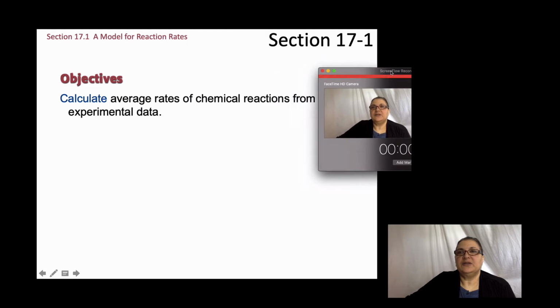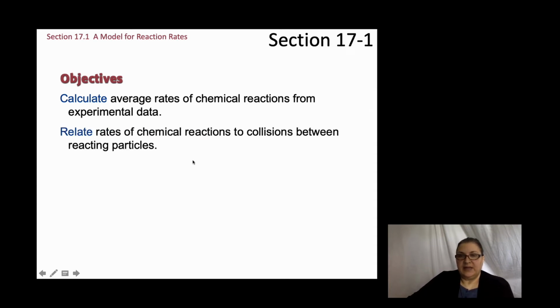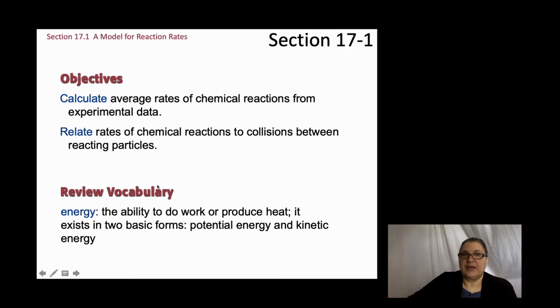We're going to go over section 17.1. The objective is to calculate the average rate of a chemical reaction from experimental data, and then relate the rate of a chemical reaction to collisions. So we're going to figure out the relationship between collisions and the rate of a reaction.